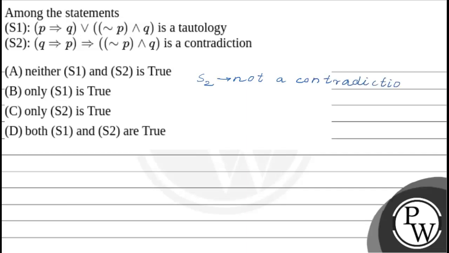So finally, we can conclude that from the given statements, both statement 1 and statement 2 are incorrect. तो यहाँ पे on analyzing सारे options, we can see option A, neither S1 nor S2 is true, is the correct answer. I hope you understood the concept.